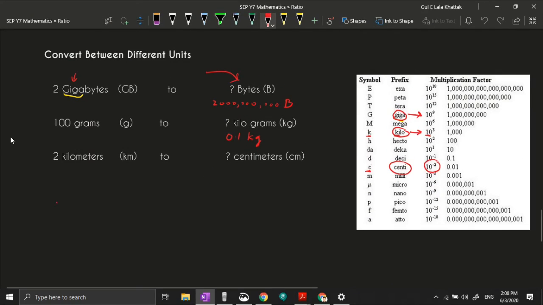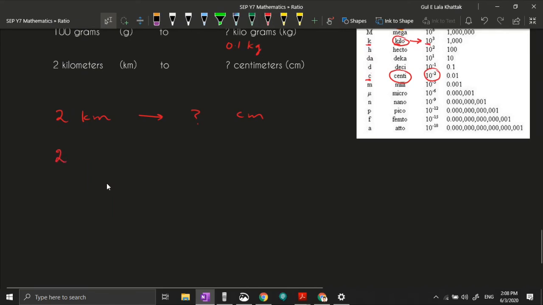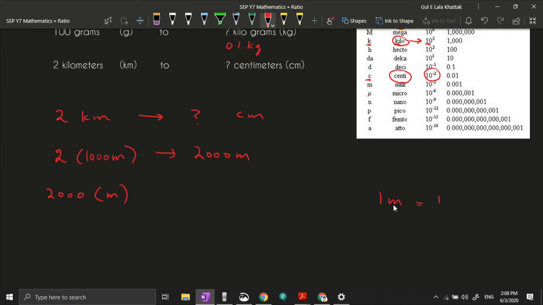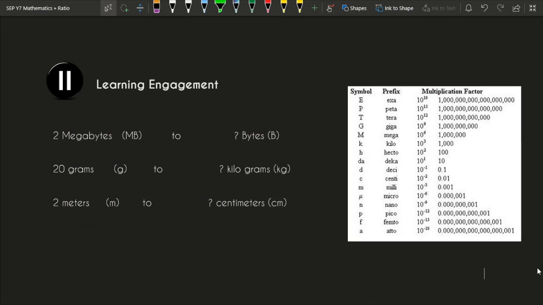For the next example, let's use a more familiar way of solving conversion. 2 kilometers into centimeters. From our previous knowledge, we know that 1 kilometer has 1000 meters. So we have 2000 meters. And we also know that 1 meter has 100 centimeters. So we replace meter with 100 centimeters in our expression. We multiply the two numbers and we get 200,000 centimeters as our answer. To practice, pause the video now and solve the following questions.